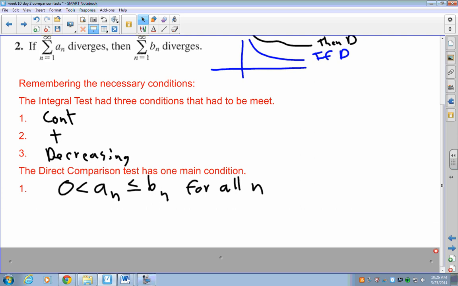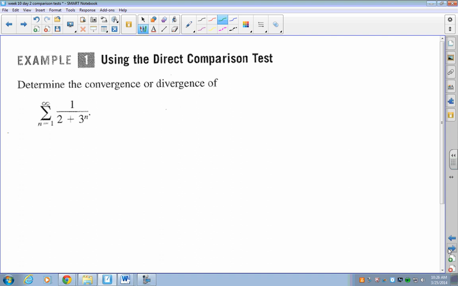Okay. So now let's look at a couple examples. Direct comparison test is pretty nice. Here's the hardest part about the direct comparison test: it's really nice to do as long as you can fit this, as long as you know which guy is for sure bigger or smaller than the other guy. Okay? So, if I have this example here, I look at this and go, I have no idea how to take the integral.